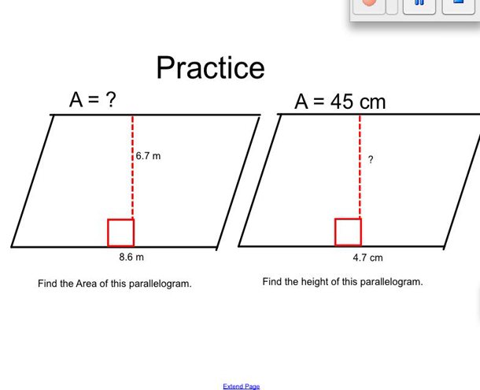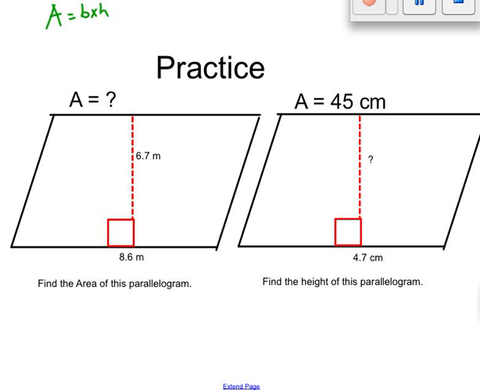On the next section is your practice question. In your practice question, I've given you two different questions, pardon me. The shape looks the same, but I've given you different measurements. For the shape on the left, I want you to find the area of the parallelogram. You've got your base, you've got your height. You need to use your equation. Remember that area is equal to your base times your height. So this parallelogram on the left is going to be very straightforward. The parallelogram on your right, not so much.